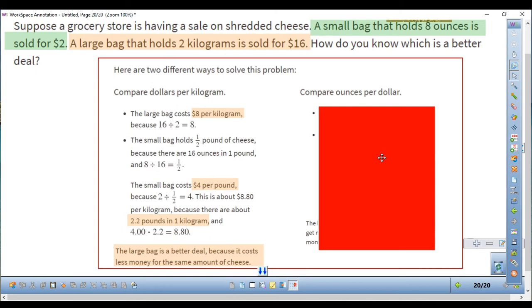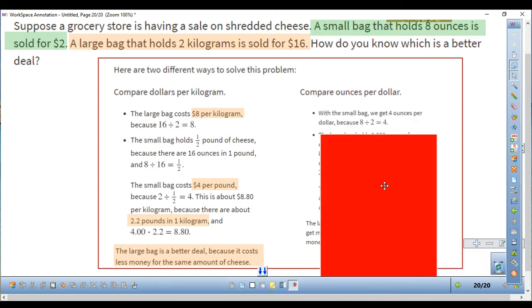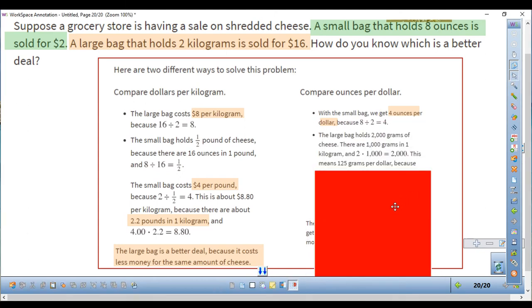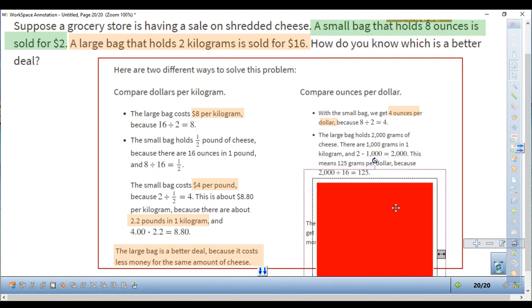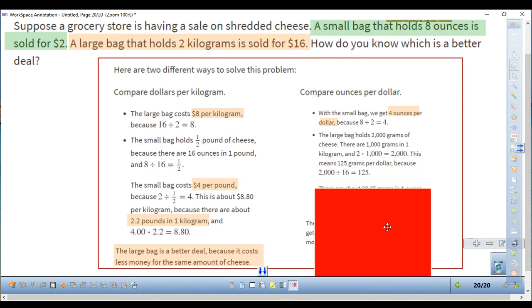So this is the other way around. And what we can say is that with a small bag, we get 4 ounces per dollar because 8 divided by 2 is 4. That's 4 ounces per dollar. And then looking at the large bag, it holds 2,000 grams of cheese, and there's 1,000 grams in 1 kilogram. So that's 2,000 divided by 16, which is 125.